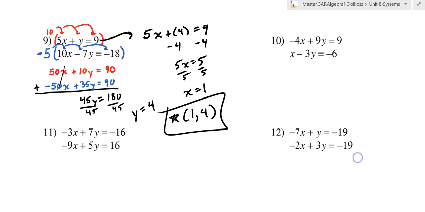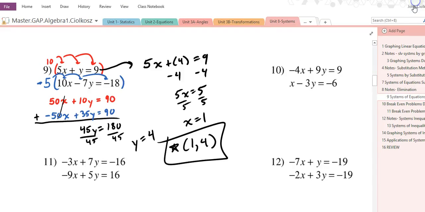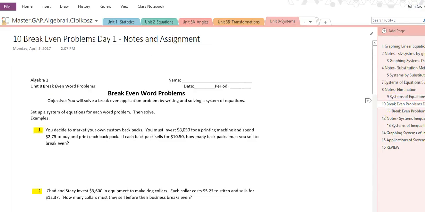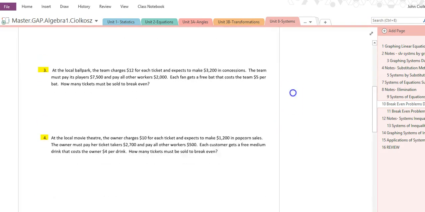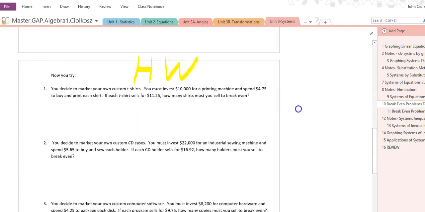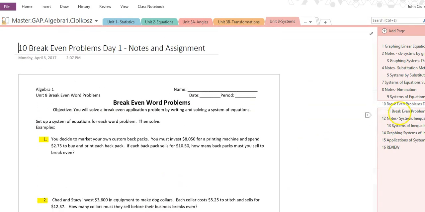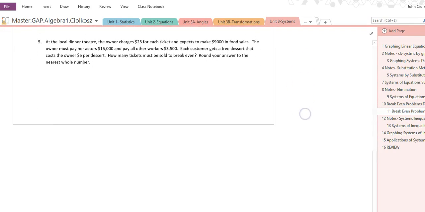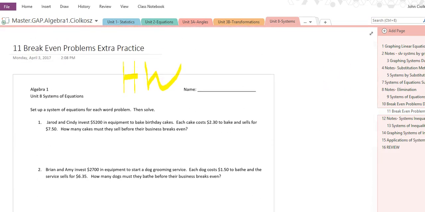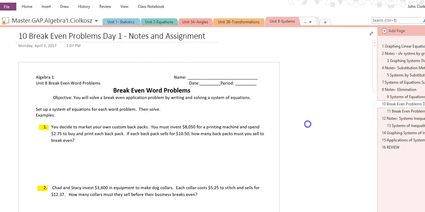So, once you've gotten through this, complete problems 10, 11, and 12. If you need help, make sure you're asking questions and referencing these notes. Once you've done that, check your answers with the key at the bottom, and we're going to move on to 10. So 10, we're going to work on these first 4 problems together. You'll then complete the rest for homework, as well as number 11 for homework with all of these 5 problems. So we'll do a few together, and then you'll have a good chunk to practice on your own.